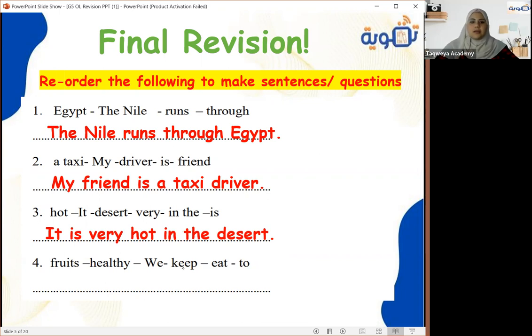Number 4, yes, we is the pronoun and it's capitalized. So we eat fruits to keep healthy. We eat fruits to keep healthy.